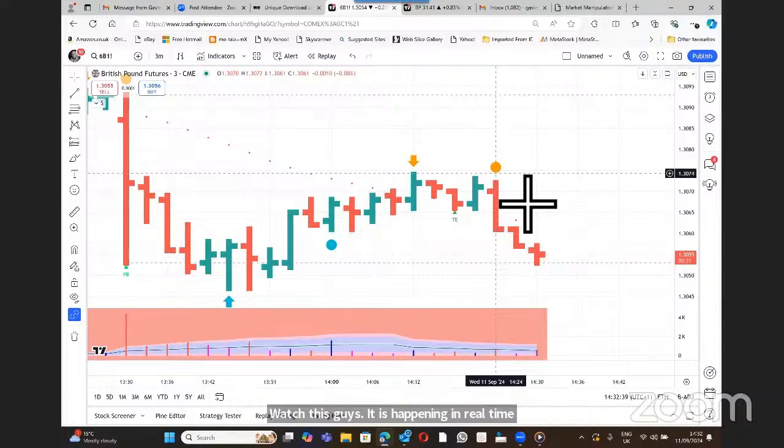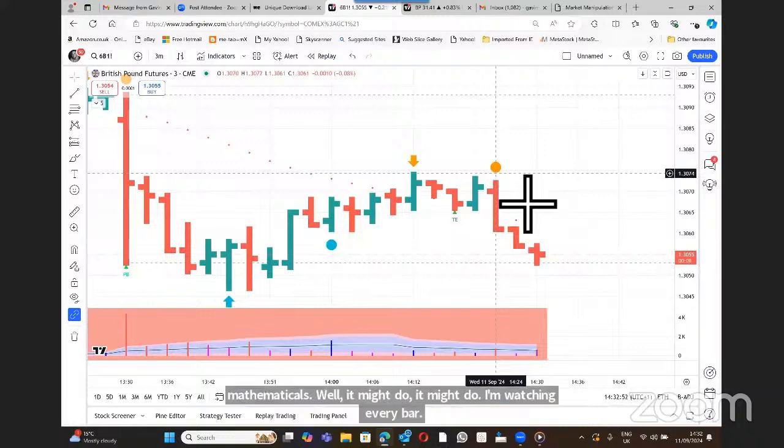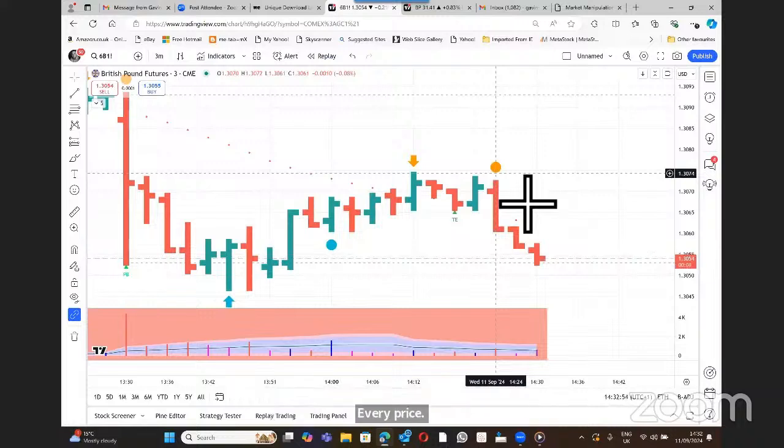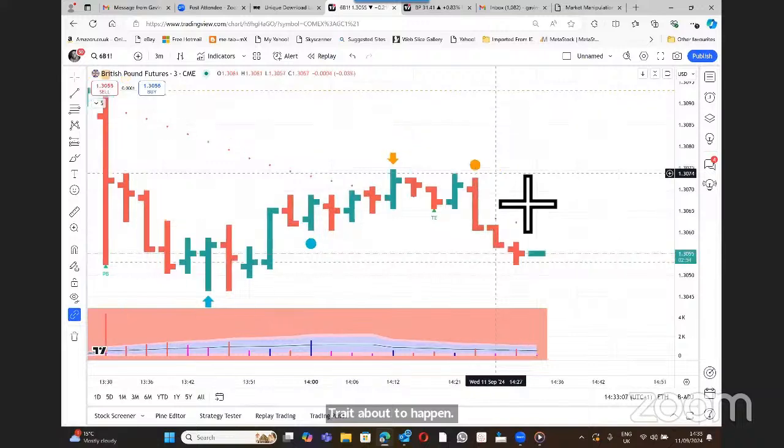The most important part is the volume, and I'm not going to do mathematicals. Well, it might do. I'm watching every bar, every price bar. It tells me a story. David Weiss, I will quote very shortly from his book, Trade's About to Happen. I'm watching this bar right now. Why? Look at the volume. It's closed in the middle.